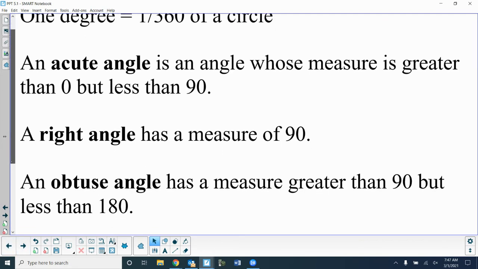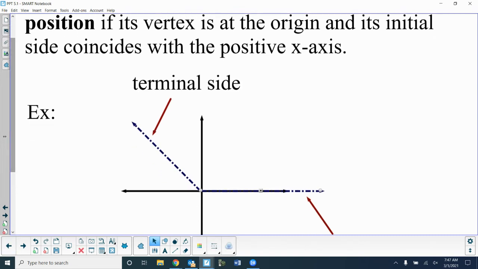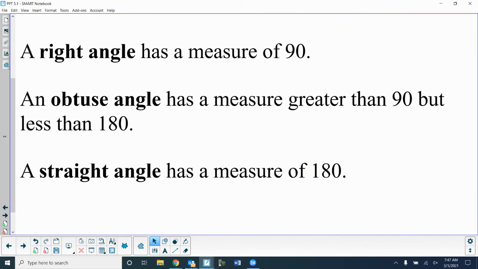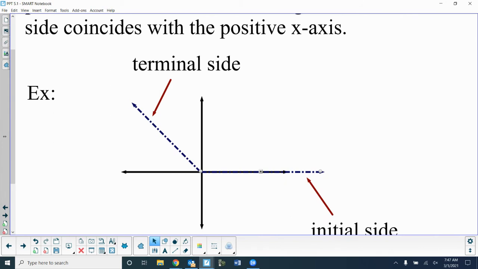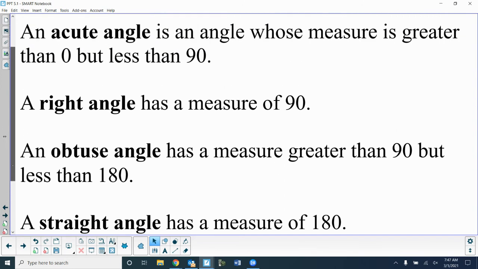Right angle is 90, straight up and down. An obtuse angle measures greater than 90, but less than 180. That would be in that second quadrant, where this terminal side is here. That would be obtuse, bigger than 90, less than 180. So this terminal side would stop in there. And then a straight angle is a measure of 180 degrees, halfway around the circle, right? Starting here all the way to there would be 180 degrees. So stuff you guys already know, just a quick review of that.